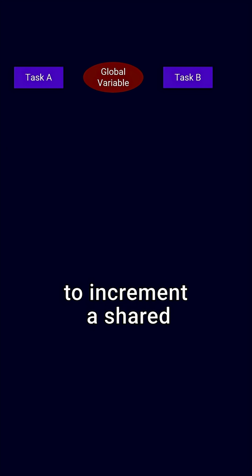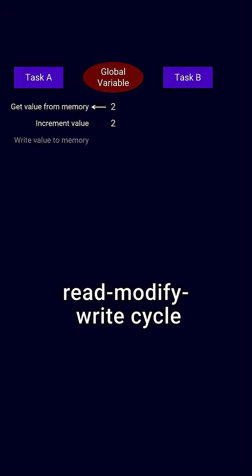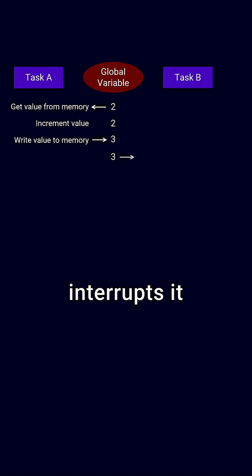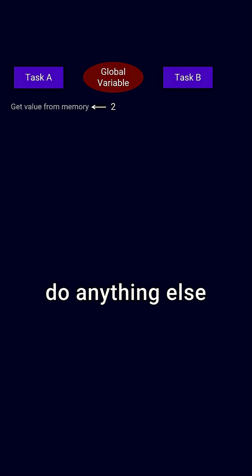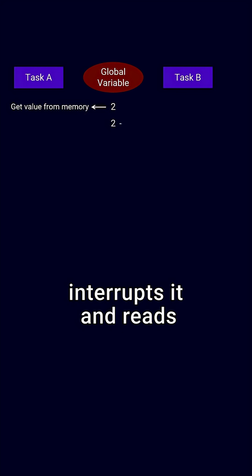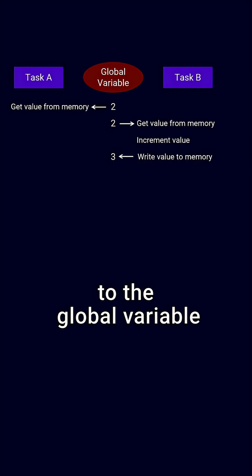Let's say you have two threads that want to increment a shared global variable. As long as each thread can complete its full read, modify, write cycle before the other thread interrupts it, nothing bad happens. Now, let's say that thread A reads the value from memory. Before it can do anything else, thread B interrupts it and reads the same value from memory, increments it, and writes it back to the global variable.